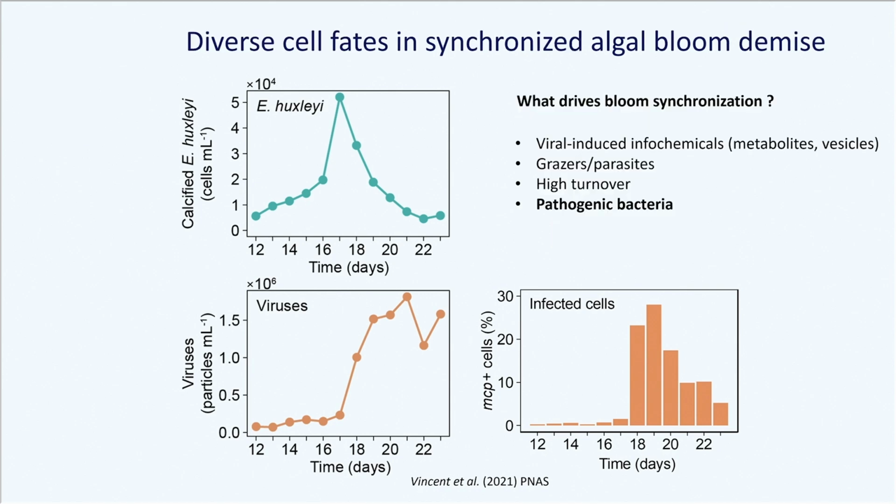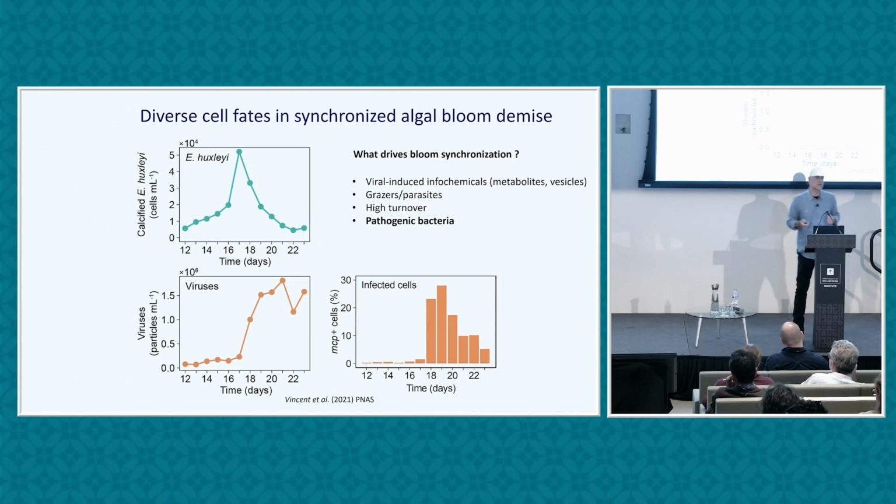There are different possibilities. For example, the infected cells release chemicals, which we now study using metabolomics, to understand how they affect the neighboring cells, other predators or parasites, and also maybe pathogenic bacteria, the microbiome associated with the bloom. We also characterize it very extensively.